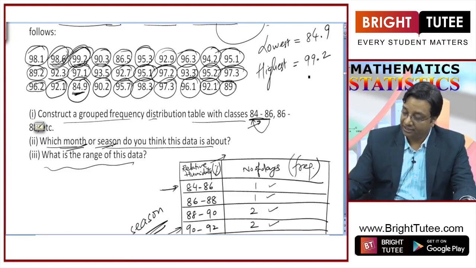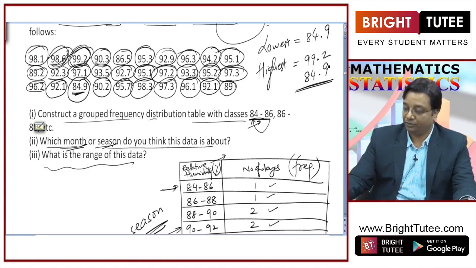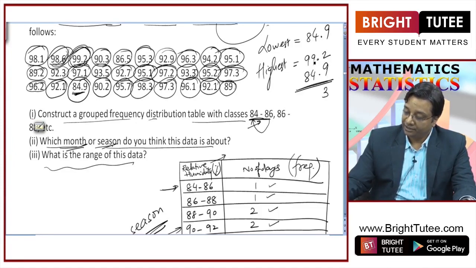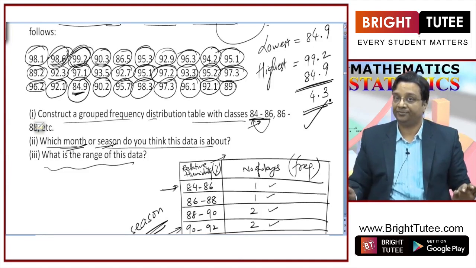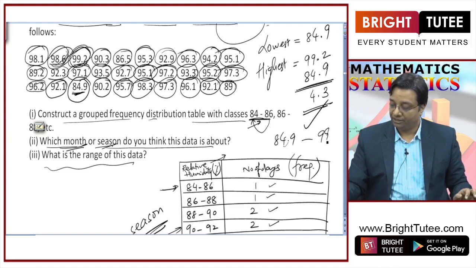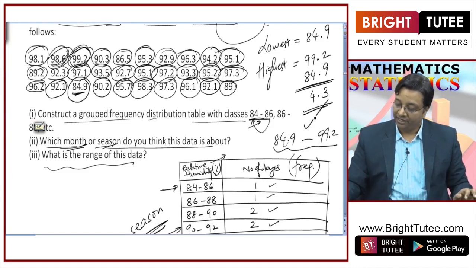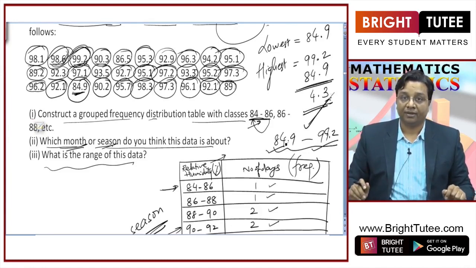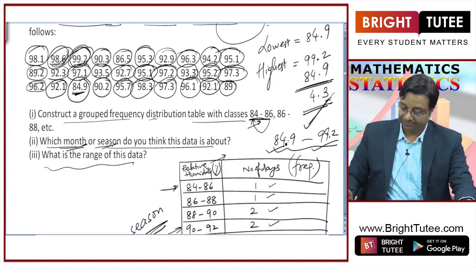So to get the range, I just need to subtract 84.9 from 99.2, and it will give me 14.3. So 14.3 is the range. Okay, 84.9 to 99.2 was the variation, and it is the difference between the highest and lowest. Okay, so this is the range.